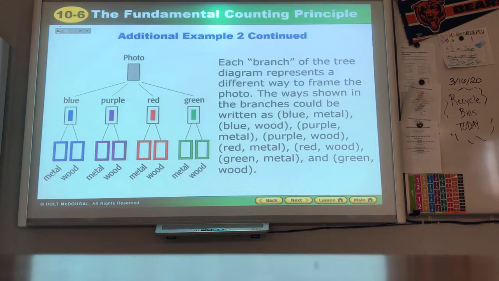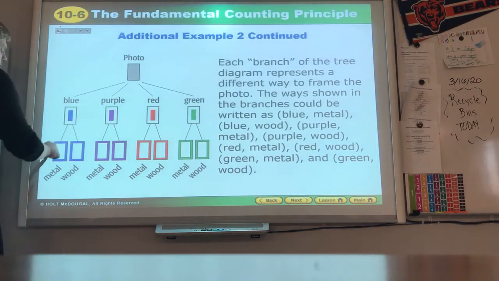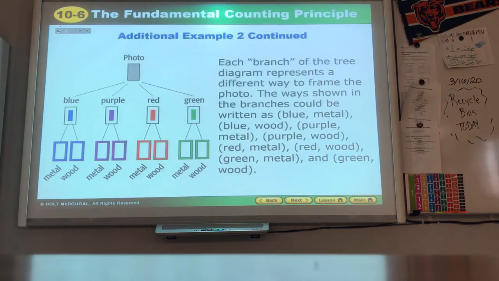Each branch of the tree represents a different way to frame the photo. The ways in the branches could be written as blue metal, blue wood, purple metal, purple wood, red metal, red wood, green metal, green wood. And those are our 8 choices. We can still do probability stuff with those.